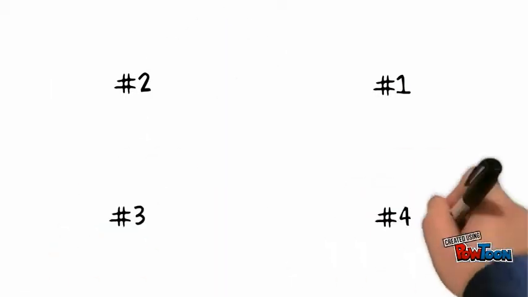This is a Cartesian plane. There are 4 quadrants, 1 at the top right, 2 at the top left, 3 at the bottom left, and 4 at the bottom right. There are 2 axes, x and y. X is horizontal and y is vertical.